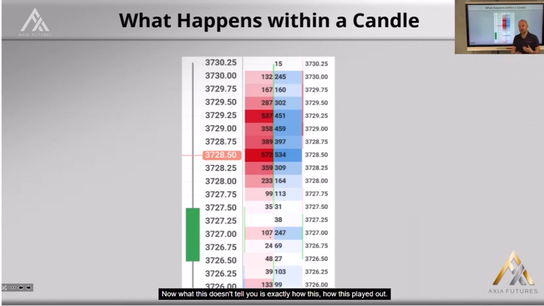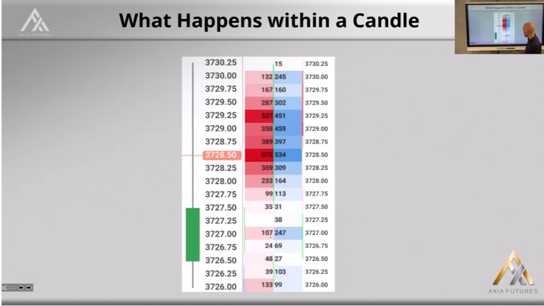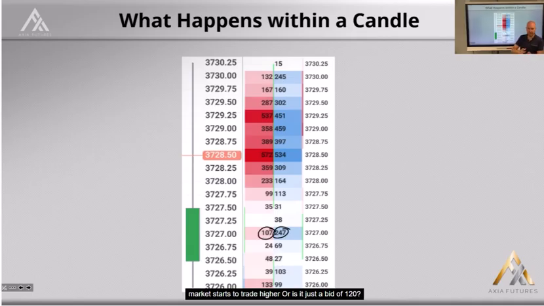Now, what this doesn't tell you is exactly how this played out. For example, was this a situation where there was 247 on the offer, they got bought, bid moves up, and you have a bid of 800, of which 107 gets sold, and then the market starts to trade higher? Or is it just a bid of 120? So you don't see that passive side of the story.